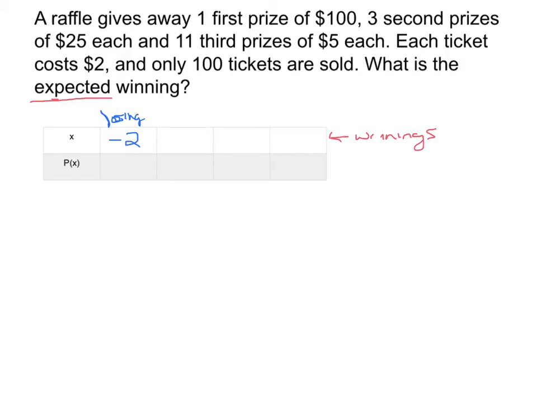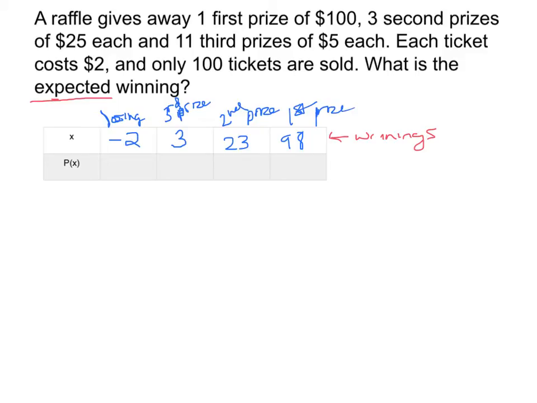Now, the next option is that you win third prize. Well, third prize is going to be a prize of $5. But again, you've laid out 2, so your actual winning really is only $3 when you win. Okay, so that's third prize. Second prize is $25 each. So minus the $2 means you're going to win $23 altogether. That's if you win in second place. And then first prize is $100, which means your winnings are going to be $98. That's the first prize. Perfect.